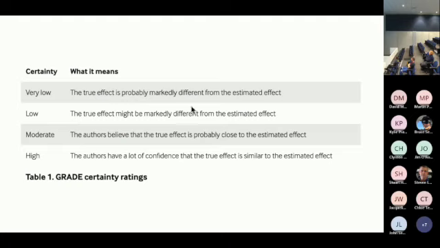So just for grading of evidence, you know, you all read papers on various different things. The certainty of evidence varies from very low to high. So where high is the authors have a lot of confidence that the true effect is similar to the estimated effect. And low is the true effect is probably markedly different to the estimated effect.